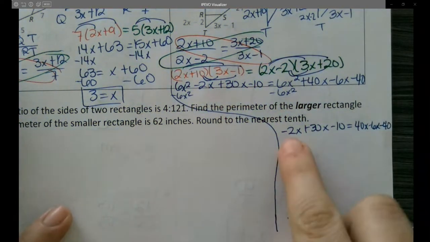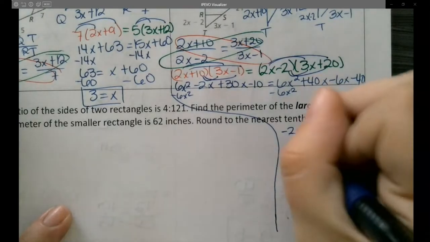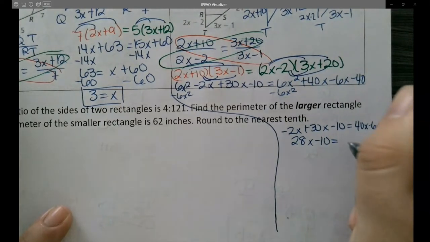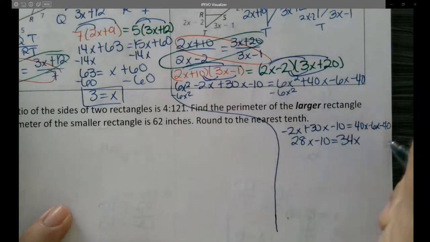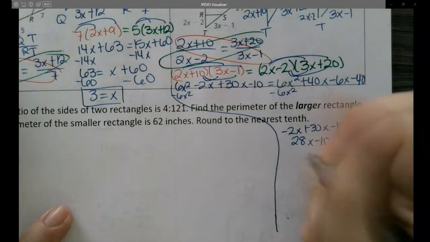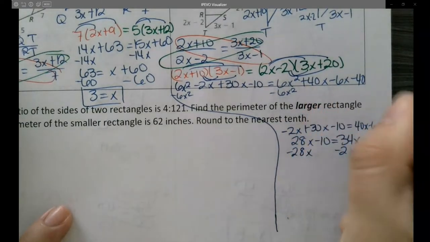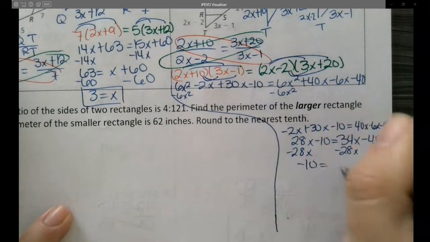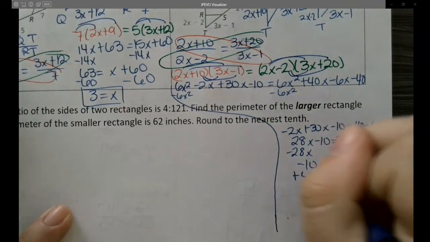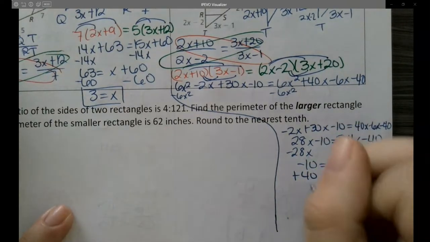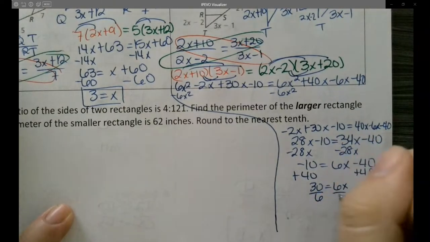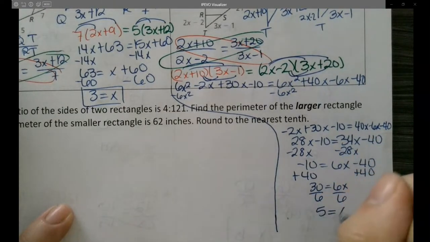Okay, so then I want to go ahead and combine like terms. Negative 2x plus 30x gives me 28x. 40x minus 6x gives me 34x minus 40. Then I want to go ahead and get all of my x's on the same side. So I'm going to subtract 28x on both sides. That gets me negative 10 equals 6x minus 40. I want to add 40 to both sides, which gets me 30 equals 6x. Then I can divide both sides by 6, which gets me 5 equals x.